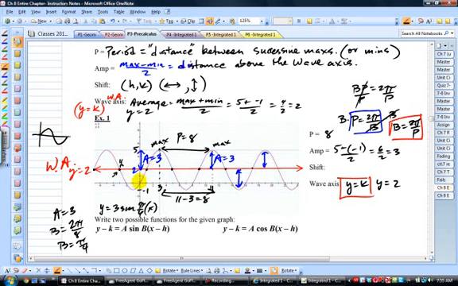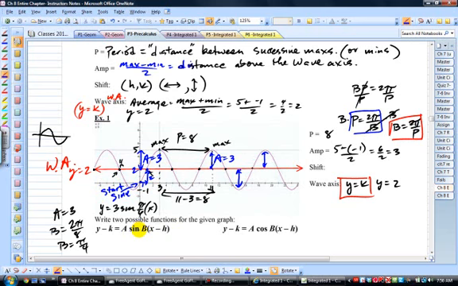So the question is, how do you get from the origin to this point here? This is a good point to start the sine wave. This is another good one right here. So how do you get from the origin, which is where you start the sine? Let's write that down. This is where you start sine. Obviously you have to go right and you have to go up, and that's your shift. We have to go right 1 and up 2.